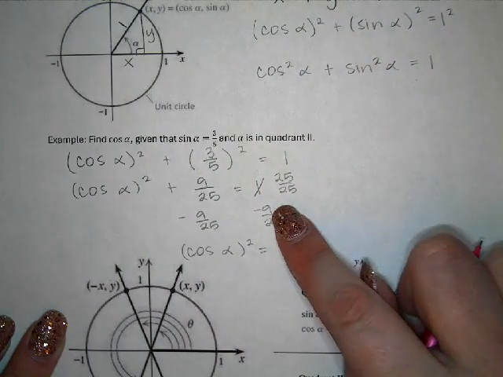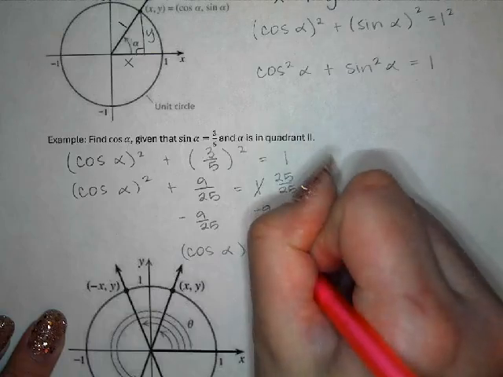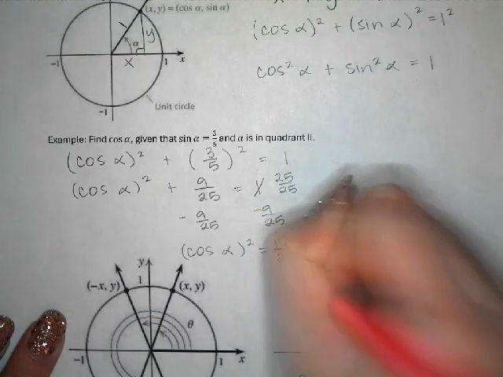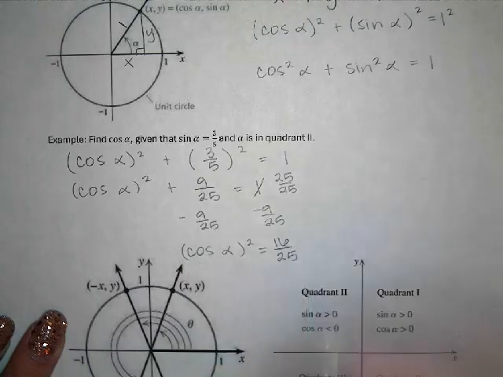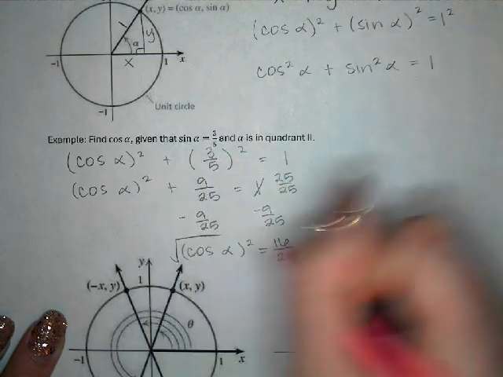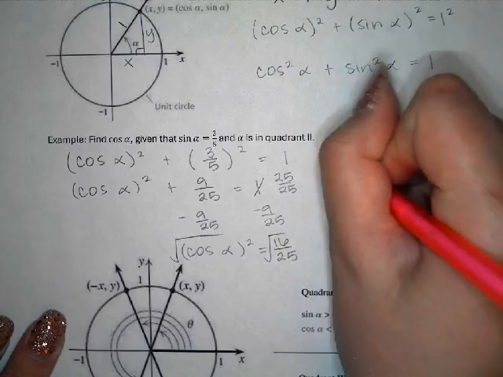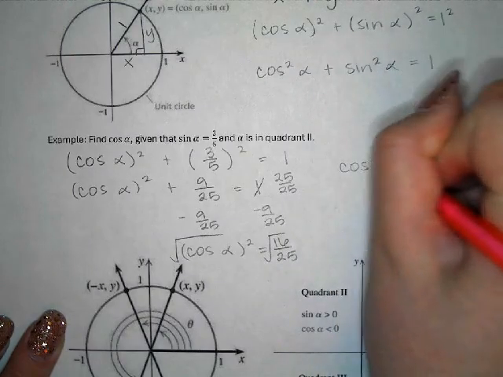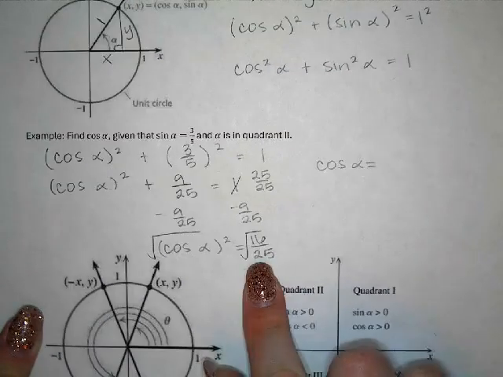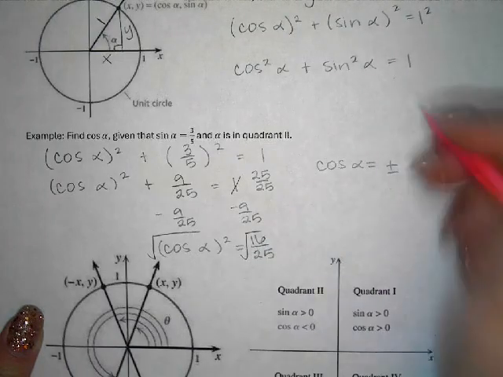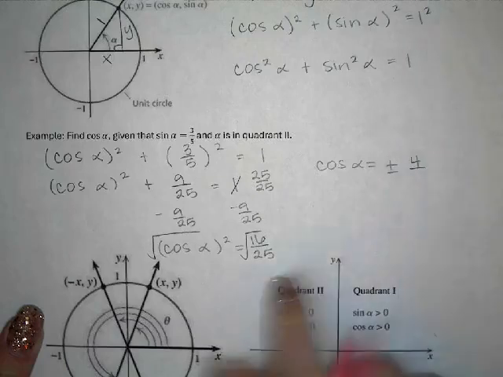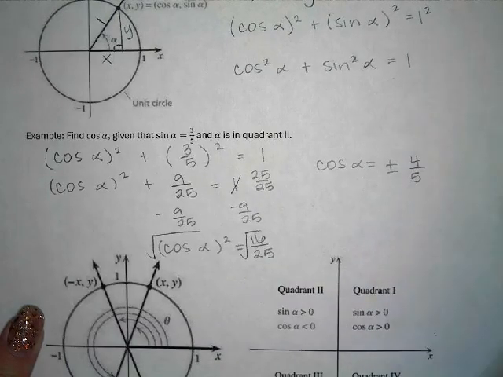And then to solve for cos, I just need to square root both sides. And we know that whenever we take the square root of something, we always get plus minus. So I'm going to get plus minus. The square root of 16 is 4. The square root of 25 is 5. So I have two options for my ratio. I have positive 4/5 and negative 4/5.